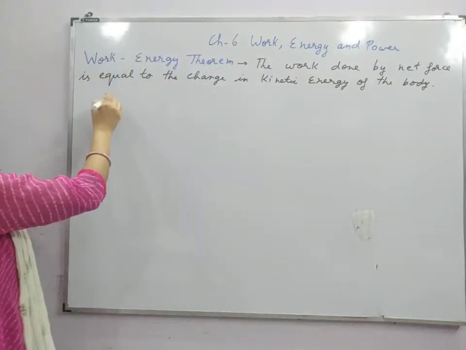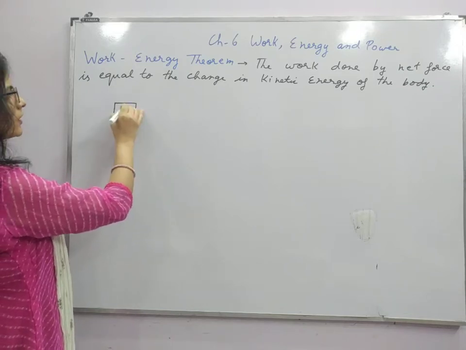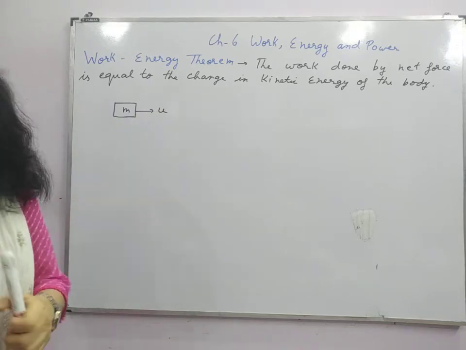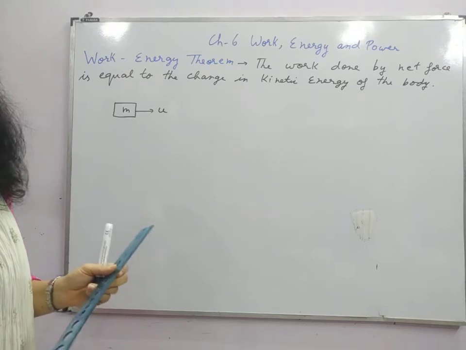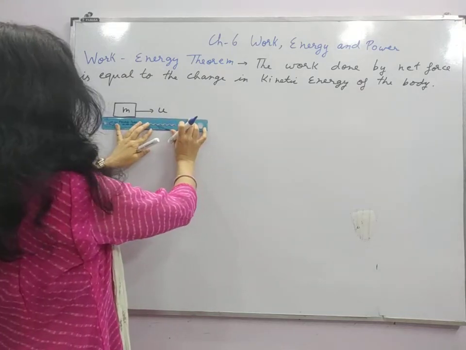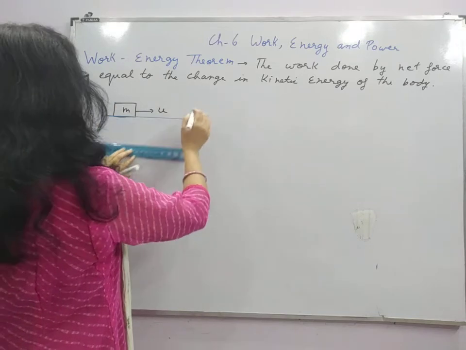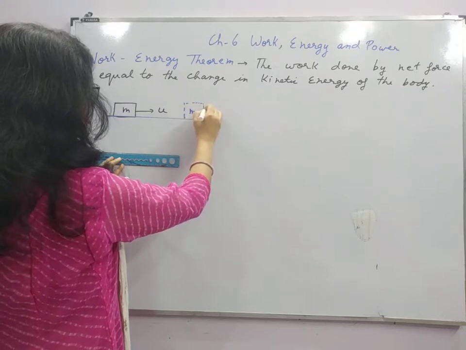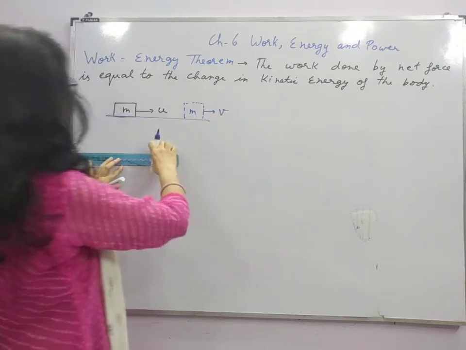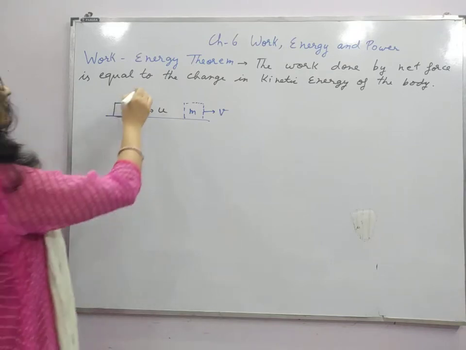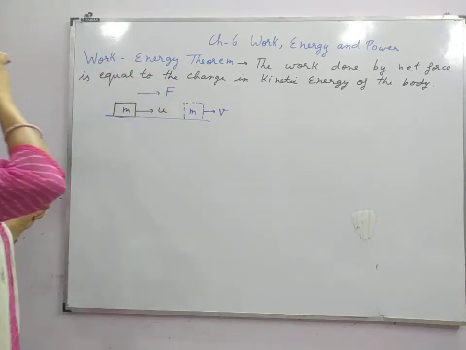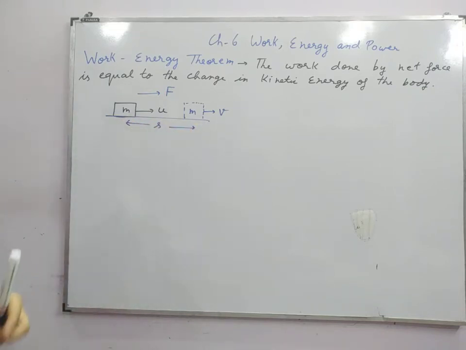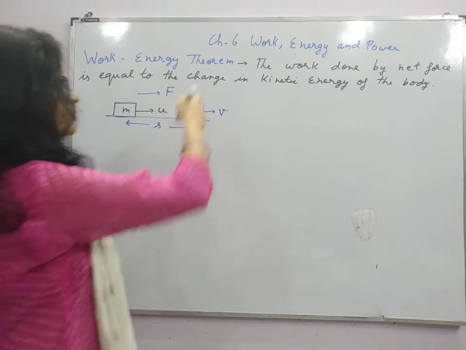So let's take a diagram over here, where this is the mass of the body, this is the initial velocity of the body. If a force is applied on it, then the final position is, suppose, this. And at this position, or you can say at this instant, the body is moving with velocity v. The force is applied like this. So this is the displacement. Now here we can write the expression for this.